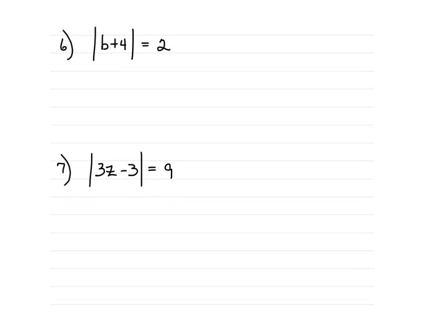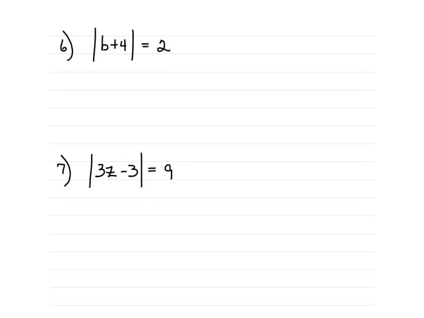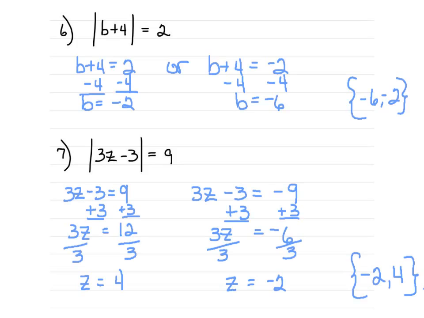Okay, number 6 and number 7, you will work out on your own. Go ahead and pause the video. Come on back and check your answer. Okay, for number 6, the solution is negative 6, negative 2. And for number 7, the solution is negative 2, positive 4. Go ahead and check your answers. Make sure that you show the steps correctly for each one. And let's move along.